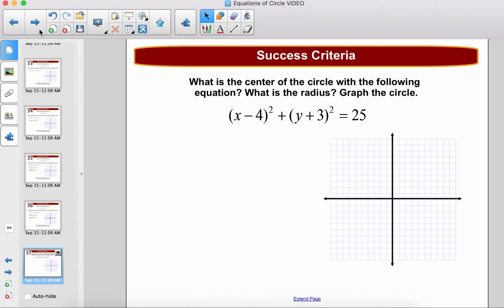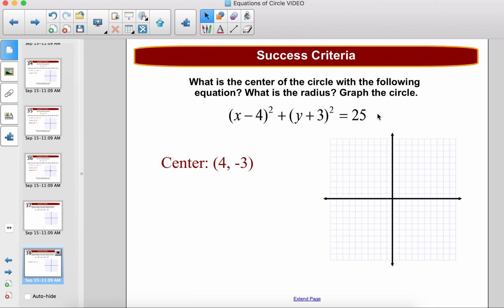Oh, just one more to go. The center of the circle, radius of the circle, graph it. We've done a couple of these. The center is +4, opposite, and -3, opposite. 4, -3. Hopefully you're getting that opposite rule down pretty well.